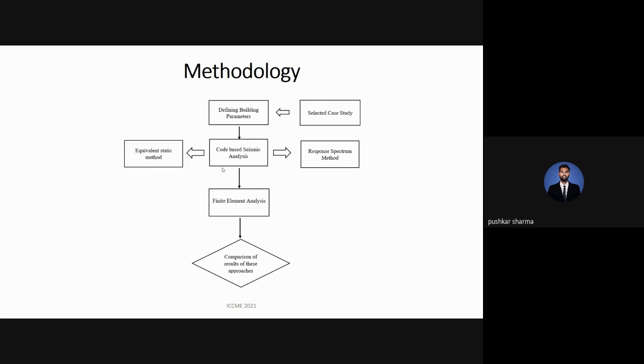This is the methodology which I have followed. First, we defined building parameters, taking the case study of a building located in zone 5. First, we analyzed it as per IS 1893 2016 Part 1. IS 1893 recommends the use of three methods: first, the equivalent static method; second, the response spectrum method; and third, time history analysis. I have performed two analyses from the code-based design, and then I moved forward to the finite element analysis, which is performed in SeismoStruct. Then I compared the results of these approaches.